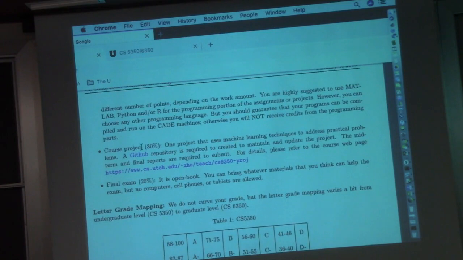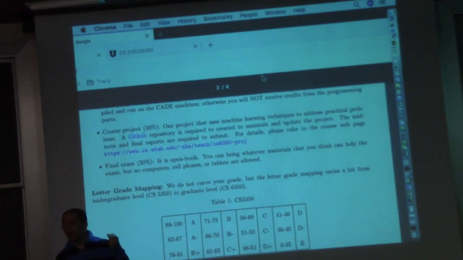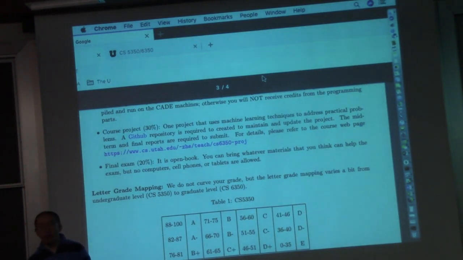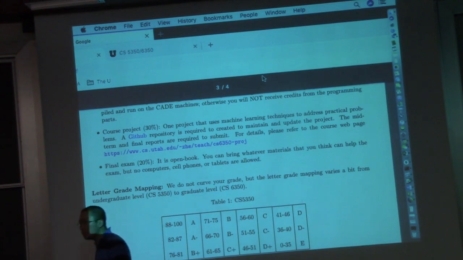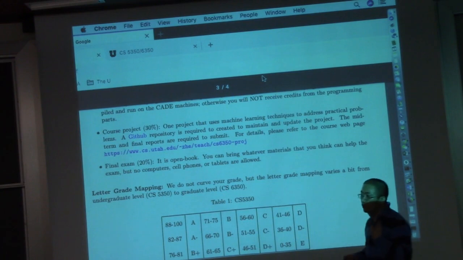And then we need to do a course project. The course project takes 30% of the final grade. Basically you are required to use your machine learning technologies to solve whatever problems you think are interesting and important. You can form a team. The team has at most 2 students. You're required to create a GitHub repository to store and maintain the source code and the documentation in your project.